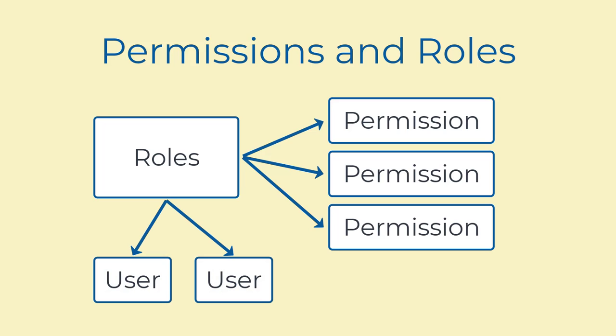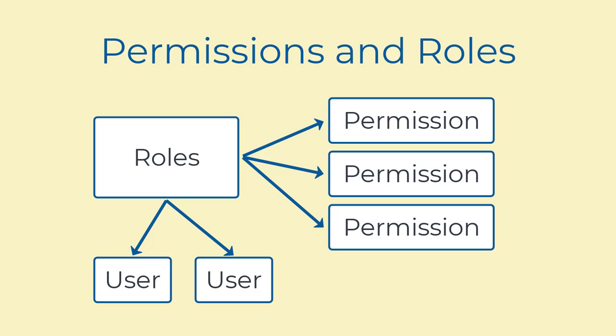Using roles between users and permissions makes it much easier to onboard new users. For example, if you hire a new sales clerk, you can simply assign him or her the sales clerk role, rather than trying to remember all the functionality a sales clerk will need access to.